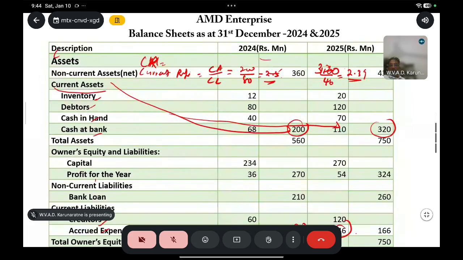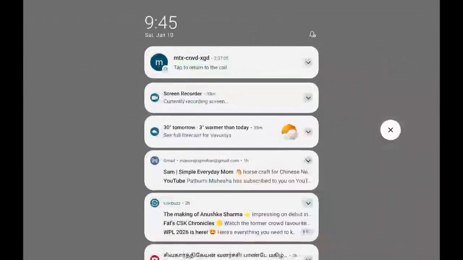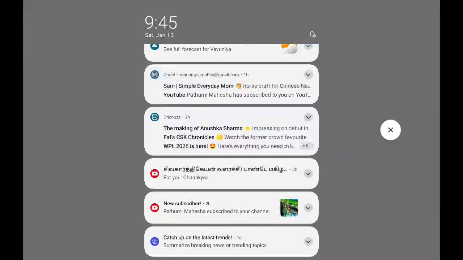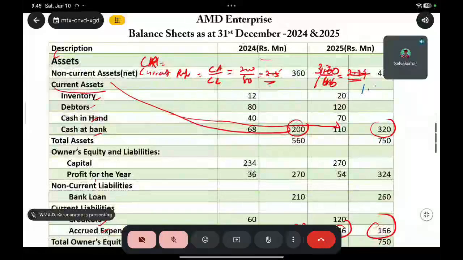This one also wrong, no? 166. That's right. 160. Oh, 166, right? Okay. Tell me the correct answer. 320 divided by 166. That is 1.9 or something. 1.92. So we can see previous year 2.5.